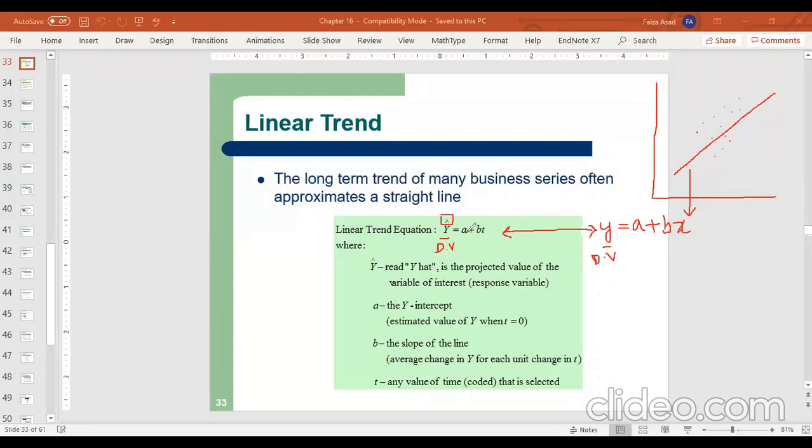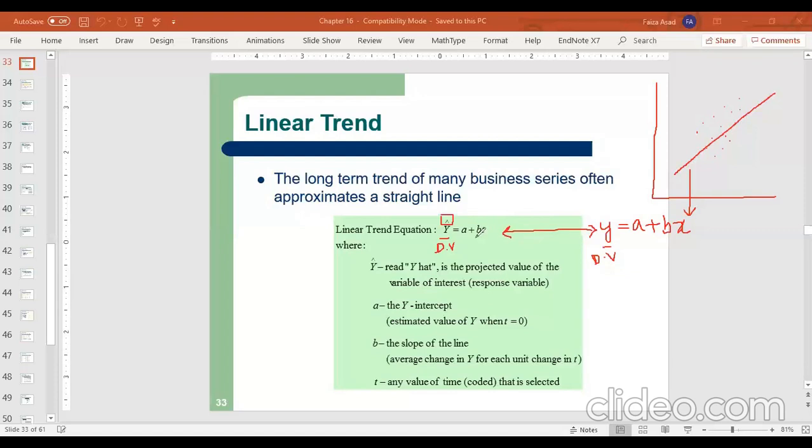A is showing the intercept of the line. Intercept is basically the estimated value of y at time equal to 0, or you can say the initial value of y. B is basically the slope of the line, which measures the change in the dependent variable for each unit change in the independent variable, or you can say it is measuring the changes that occur in the dependent variable due to a 1 unit change in the independent variable.